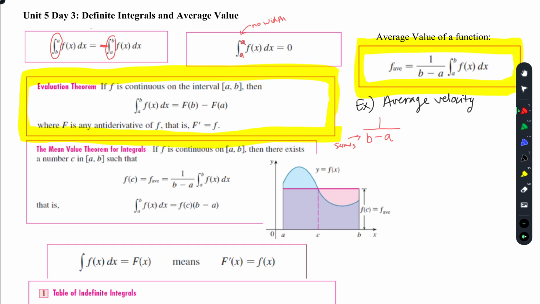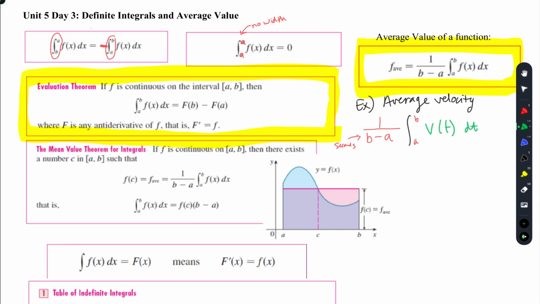Okay, and then if I follow the formula, you would integrate from A to B, right? And then you would integrate for this formula. If I wanted average velocity, I would put velocity in there. I promise you, I'll show you why it works. So I put velocity in here.